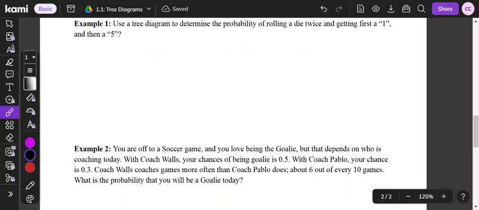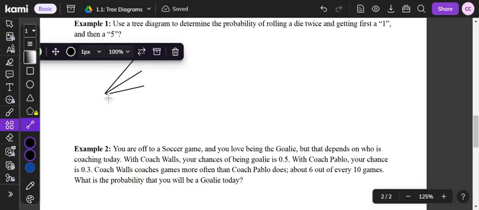So it says, example 1, use a tree diagram to determine the probability of rolling a die twice and getting first a 1 and then a 5. So this is going to be very similar to the last problem, except now we're talking about dice instead of coins, right? Okay, so we rolled a die once. That means we have 6 branches coming off here.